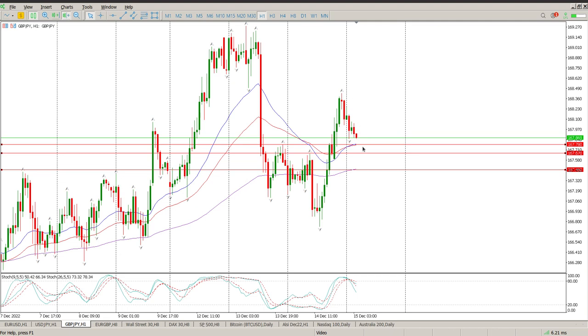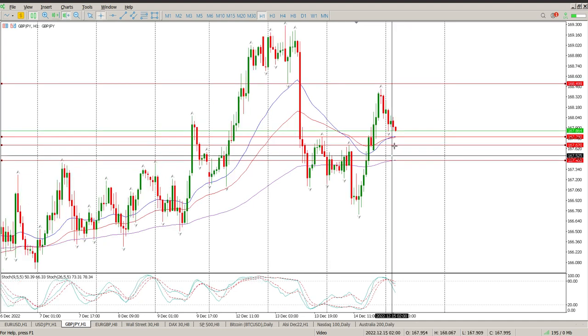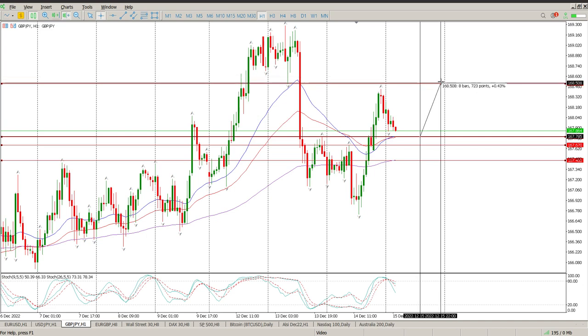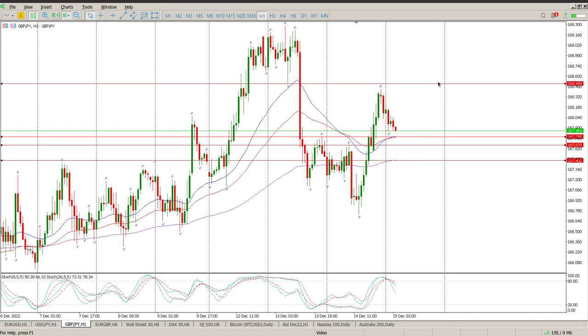So you're looking for price to come down, looking for inside bars, pin bars, engulfing bars, which are indicating a reversal, and then you're looking for a move up to test this swing low. So that's kind of the view there, 168.500. So that should be a fairly decent 368 points to 700, almost a 2-to-1 trade.